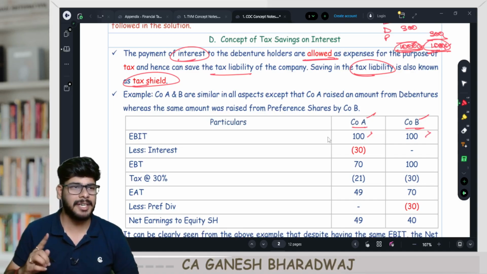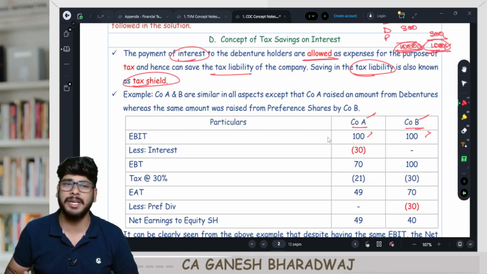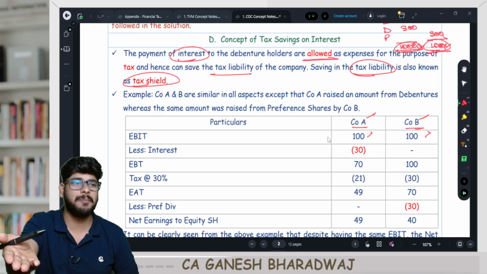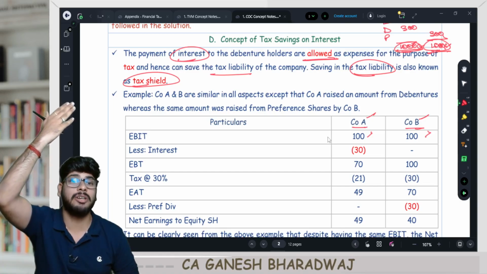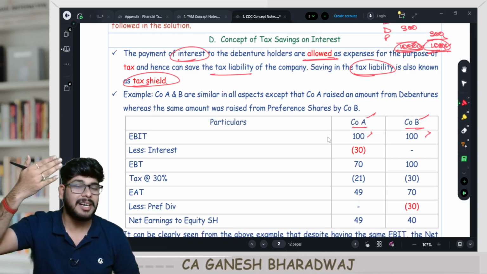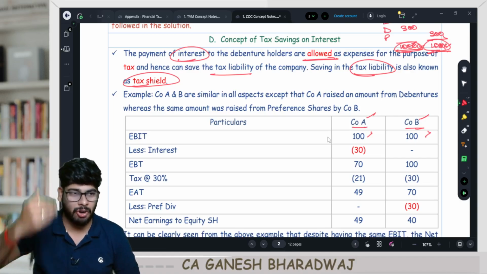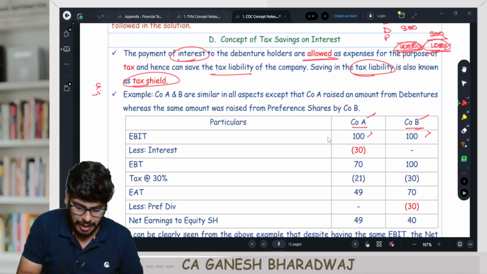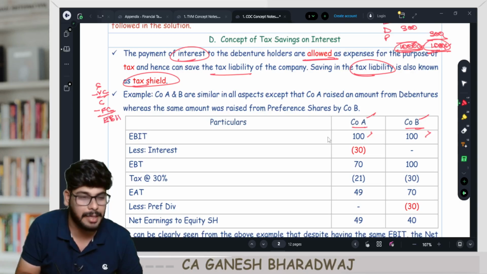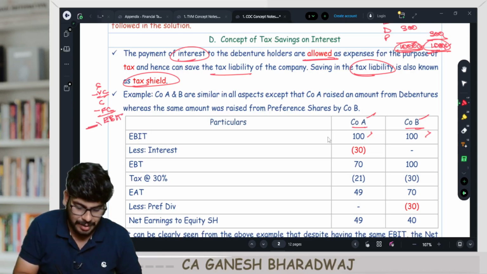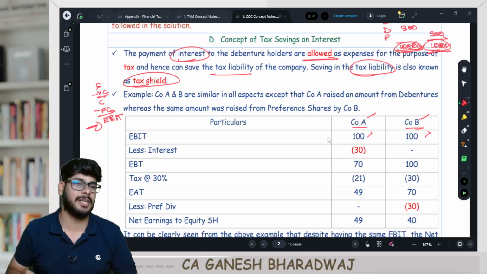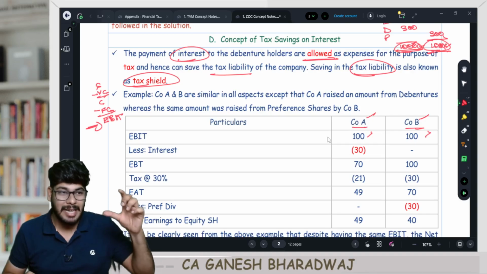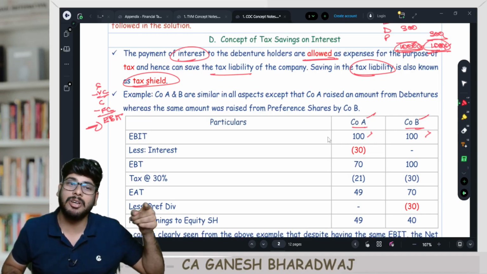EBIT means what? Earnings before interest and tax, or in other words, EBIT is nothing but your operating profit that you calculated under your costing subject. In your costing, you have this marginal costing income statement. Sales minus variable cost gives you contribution, minus fixed cost gives you profit. That profit is only EBIT. Once you arrive at this EBIT, from then on FM starts. This is why I generally say FM starts from where costing stops.